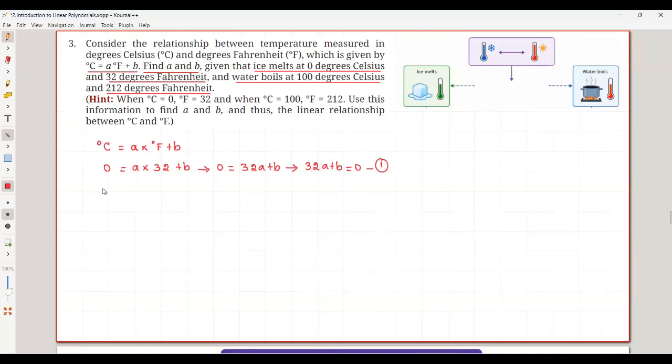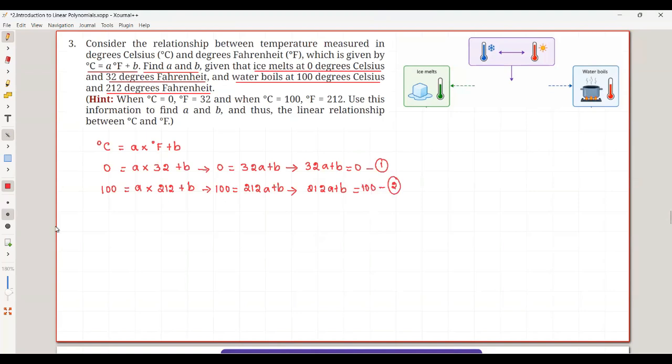Okay, second equation: 100 is equal to A into Fahrenheit, which is given as 212 degrees Fahrenheit, plus B. So just simplify it. 100 is equal to A into 212, 212A plus B, which implies 212A plus B is equal to 100. Now I am just taking the second equation. Here also the second equation is having greater values.